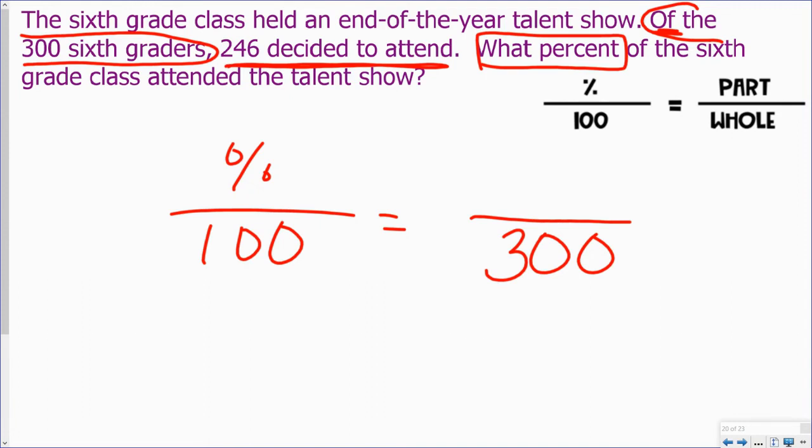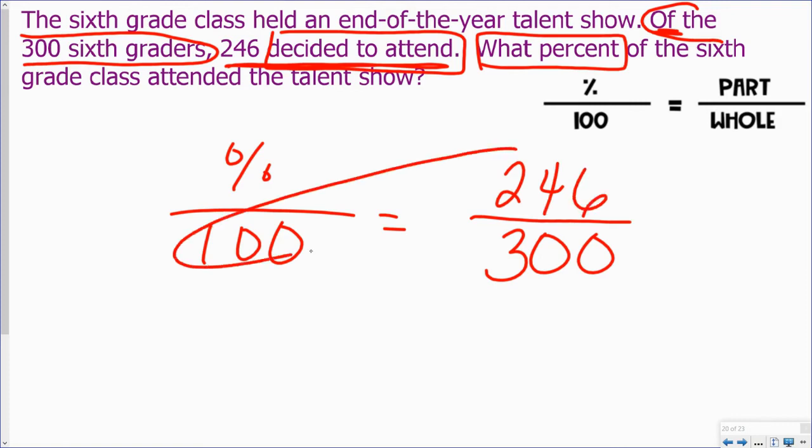But notice this time the word "is" is not there. So I have to kind of infer based on the information that's given. And I can tell that this is the part because these are the group that decided to attend. So my 246 would go here.